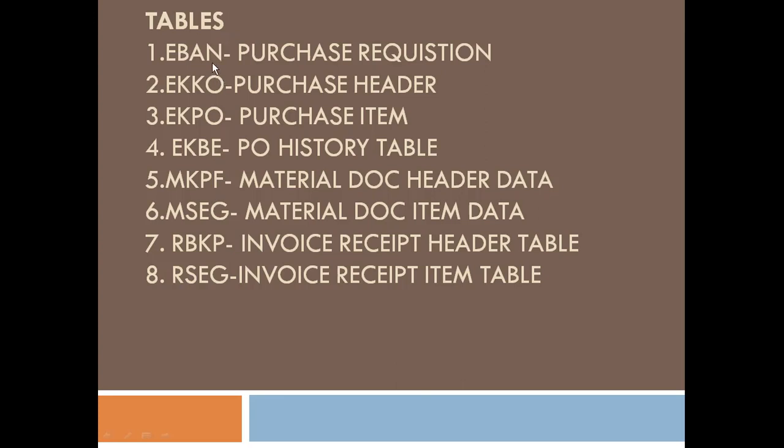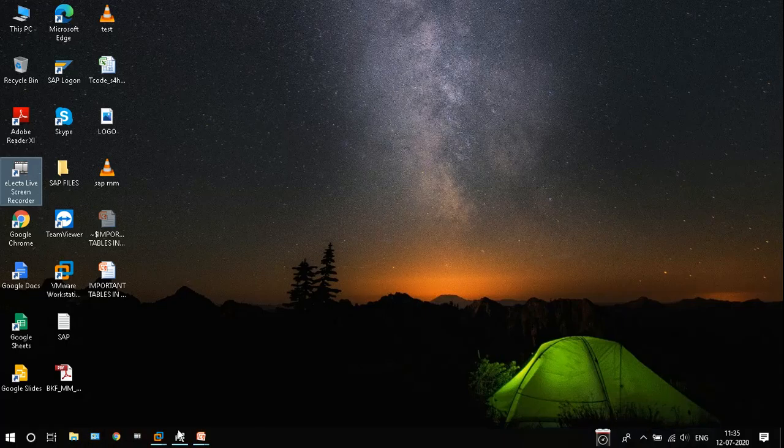for the procurement process. And the first table, the EBAN table, is for the purchase requisition, in which you can see all the documents related to purchase requisition. And there is no specific item table. There is only one table, the EBAN table. So I will show you how it looks.